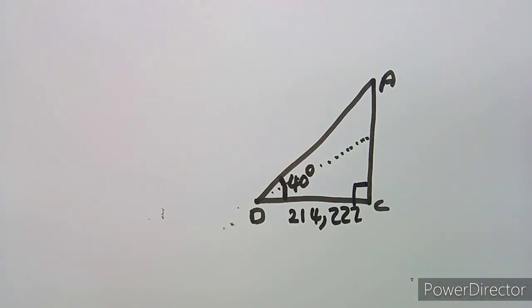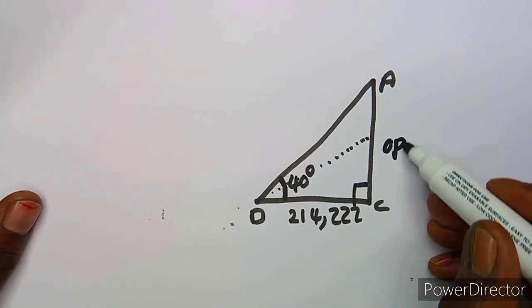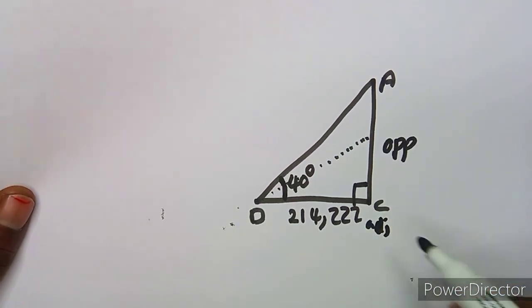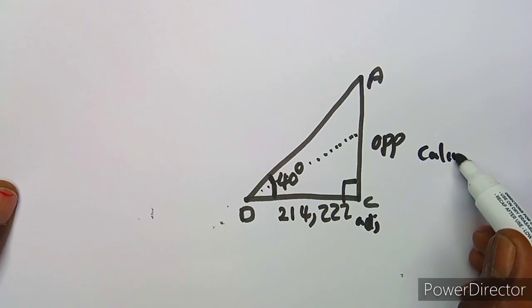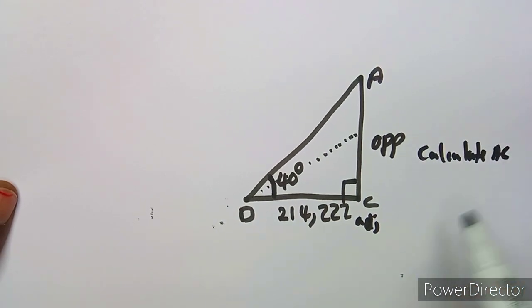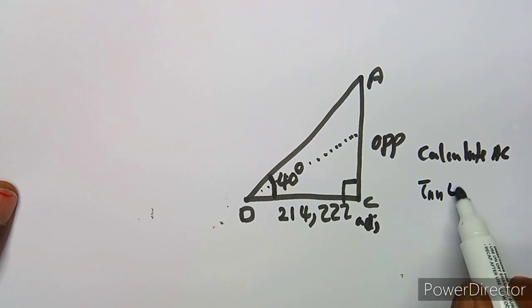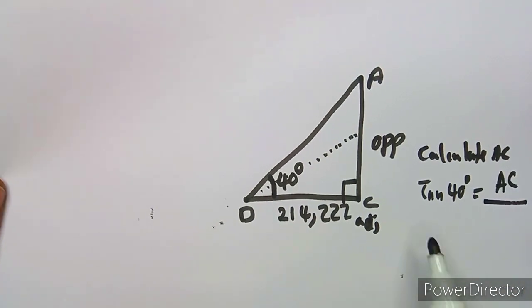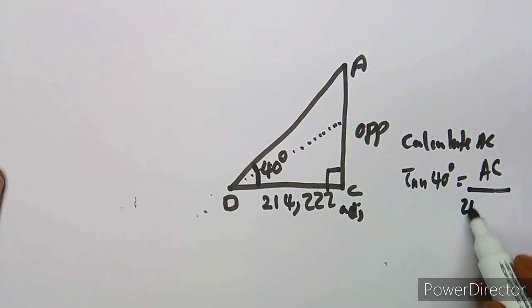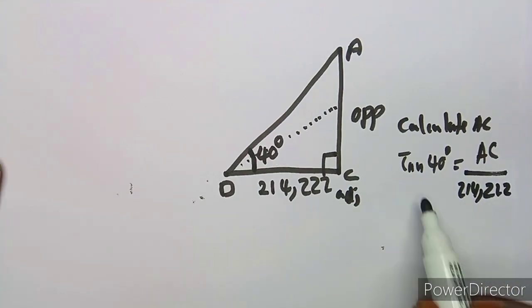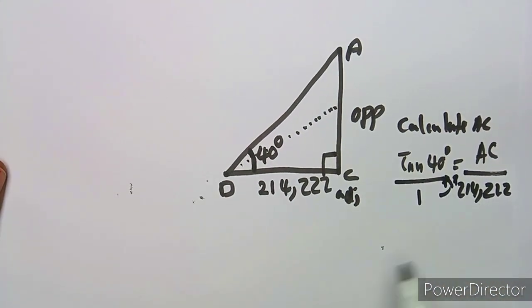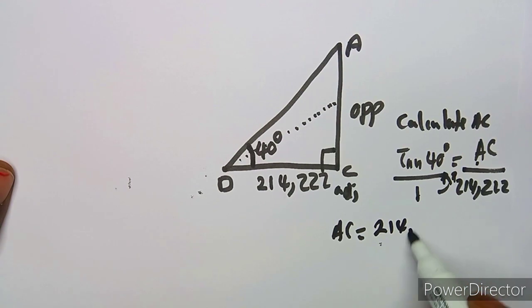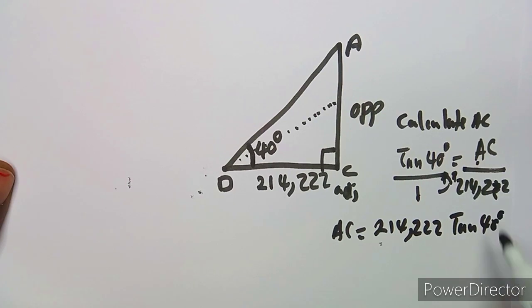Why? We can apply the same thing because this is opposite, adjacent. So we want to calculate AC. So it's going to be tan theta, which is tan 40 degrees, is equal to opposite AC over the adjacent, which is 214,222. So we can cross multiply here. 1 times AC, which is AC, is 214,222 tan 40 degrees, just like that.